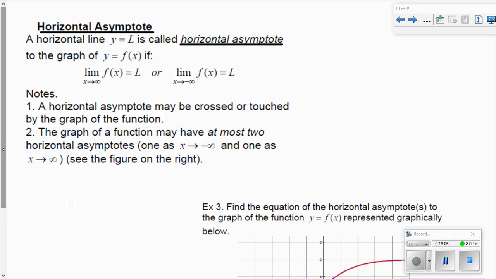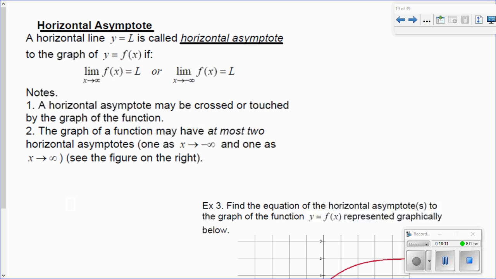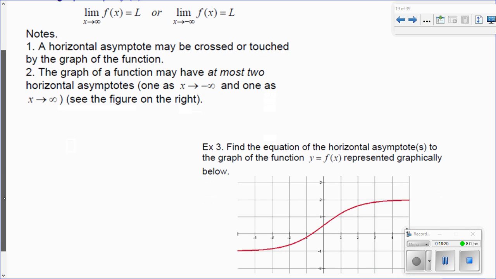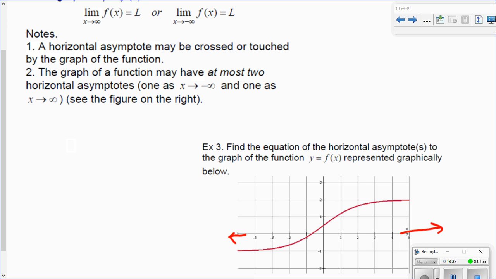So horizontal asymptotes. What do we need to know about horizontal asymptotes? Well, horizontal asymptotes approach a flat horizontal line, and we're going to call this L. Horizontal asymptotes may be crossed. A function can cross a horizontal asymptote, and a function can touch a horizontal asymptote. We're not too interested in horizontal asymptotes around the origin. We're interested in horizontal asymptotes at the endpoints.